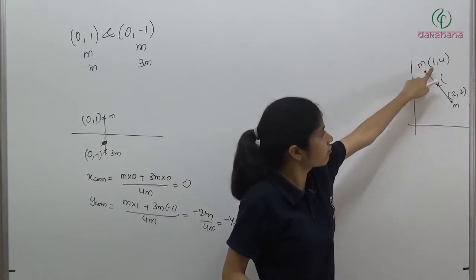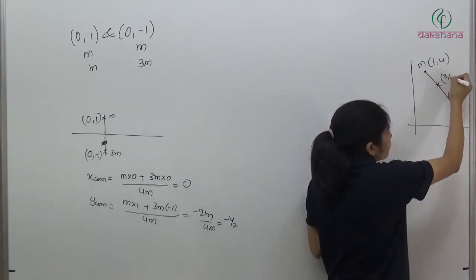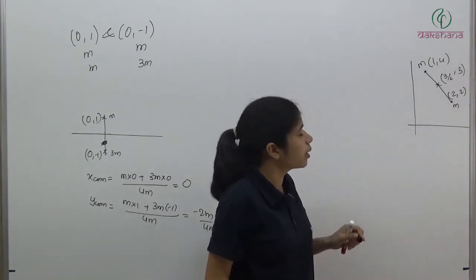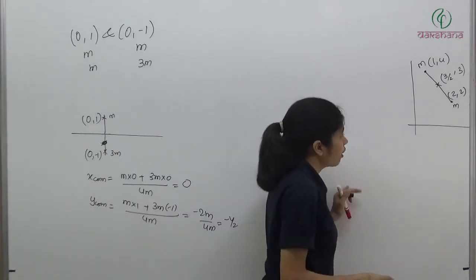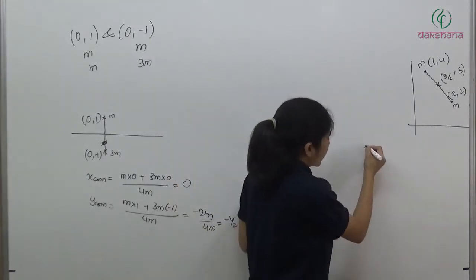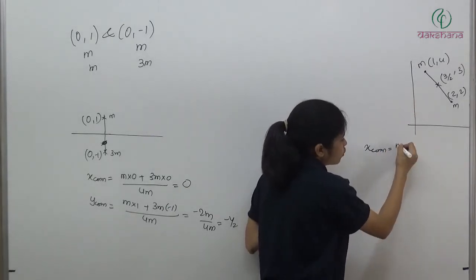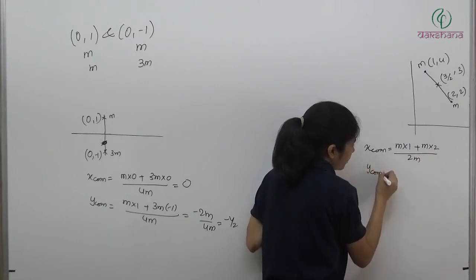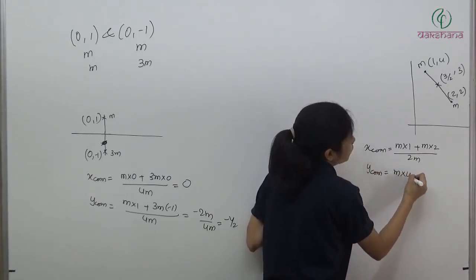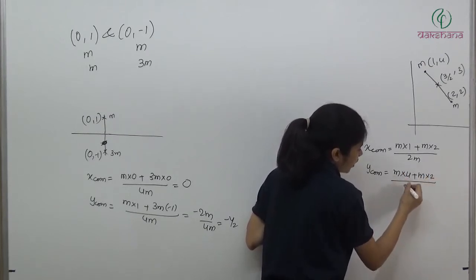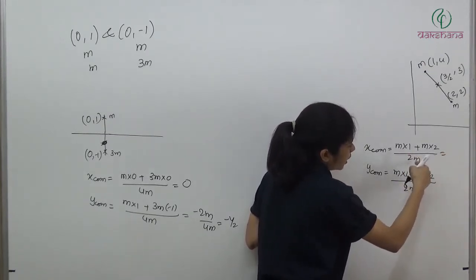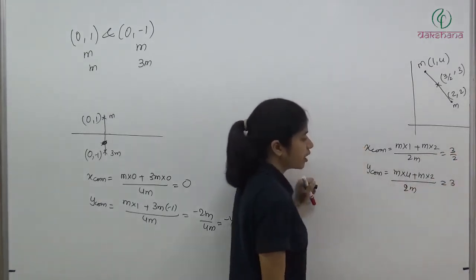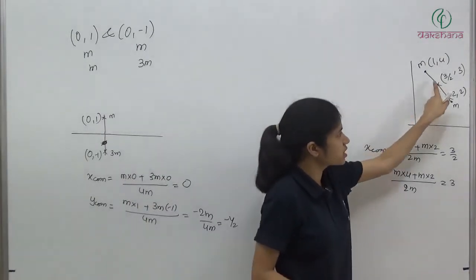Right? How will we find the midpoint? 1 plus 2 by 2, so it is 3 by 2, comma 4 plus 2 by 2, 6 by 2, it means 3. So 3 by 2, comma 3 means 1.5, comma 3. Now if we find it with the help of the formula, what do I write? X of center of mass is equal to m1x1 plus m2x2 divided by m1 plus m2. Y of center of mass will be m1y1 plus m2y2 divided by m1 plus m2. So it is 3m by 2m, so 3 by 2. It is 6m by 2m, so it is 3. Clear? So now we are getting the center of mass at the midpoint.